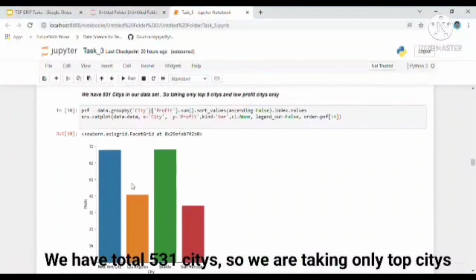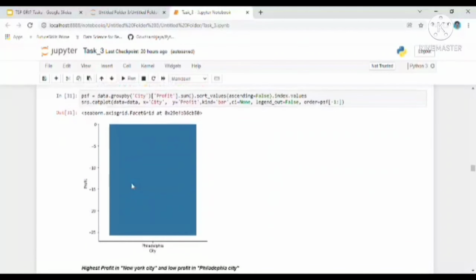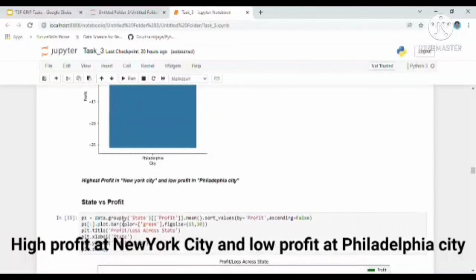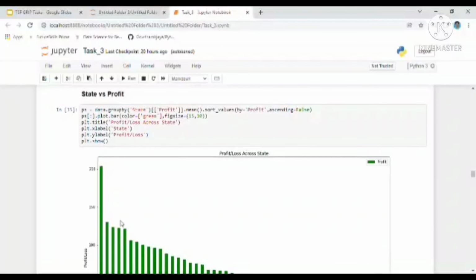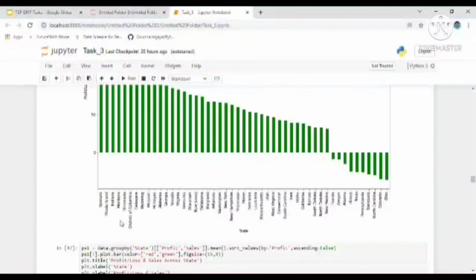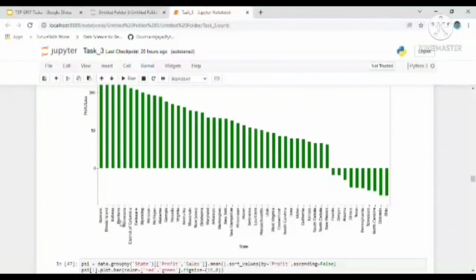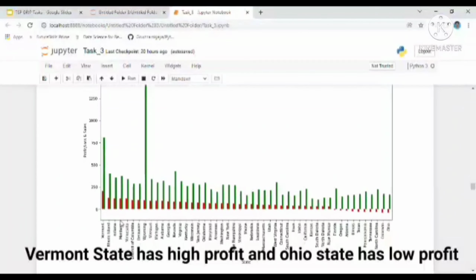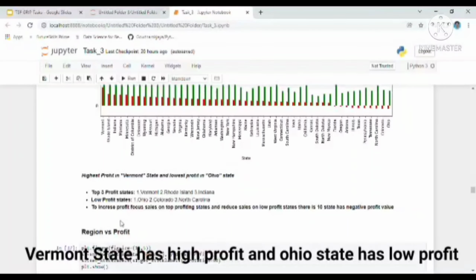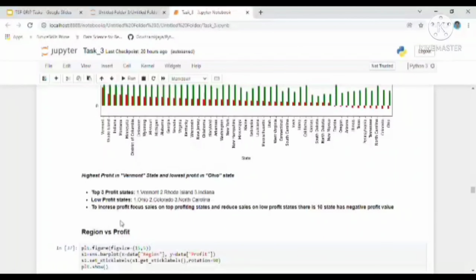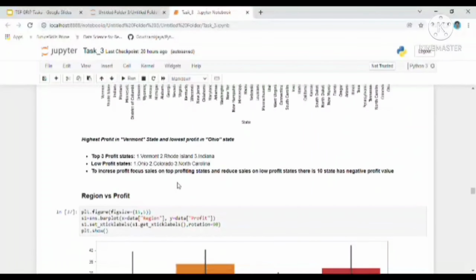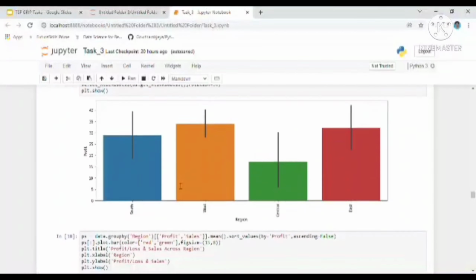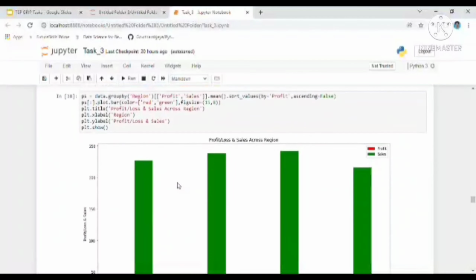We have a total of 531 cities available, so we are taking only the top and lowest city. Here we can see that New York City has high profit and Philadelphia has the lowest profit. In state, Vermont has high profit and Ohio has low profit. In region, we can see that the West region has the highest profit.